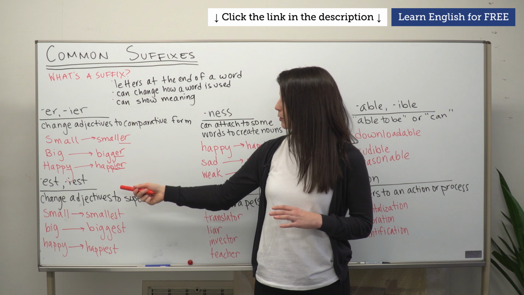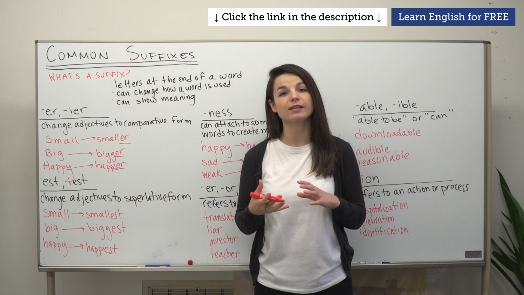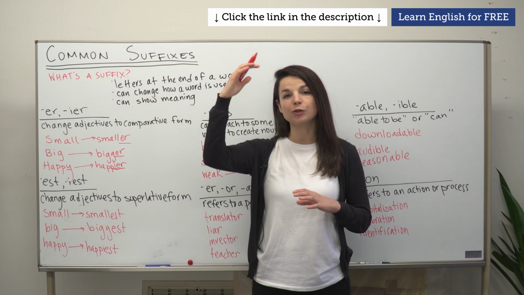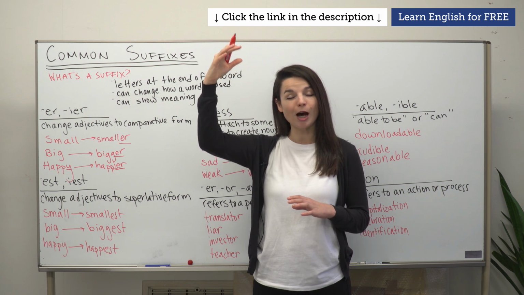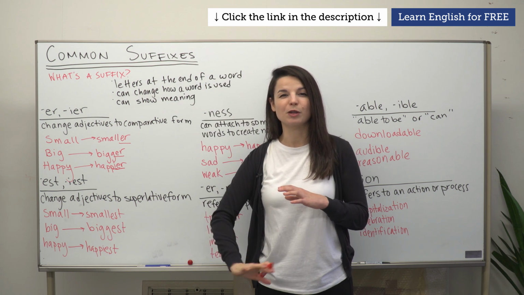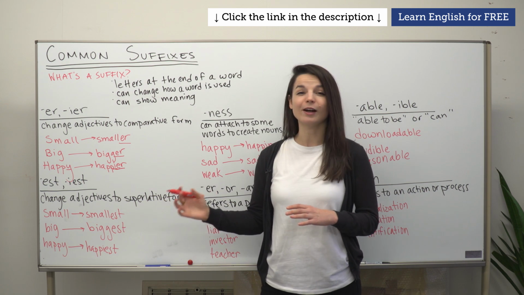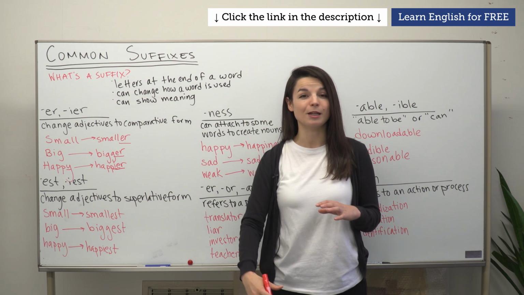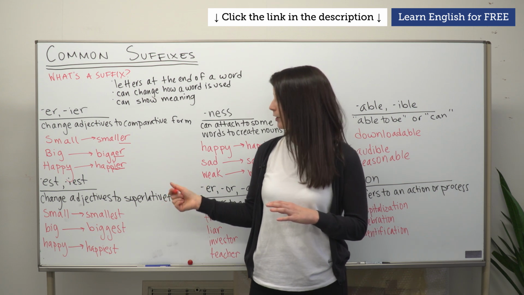When we want to make the superlative form of an adjective, remember superlative means the most extreme. This can be the most extreme in terms of the best or the top or the most of something, or the other extreme, so the worst, the least good of something. So when we want to talk about the most extreme versions of adjectives, we use the superlative form.